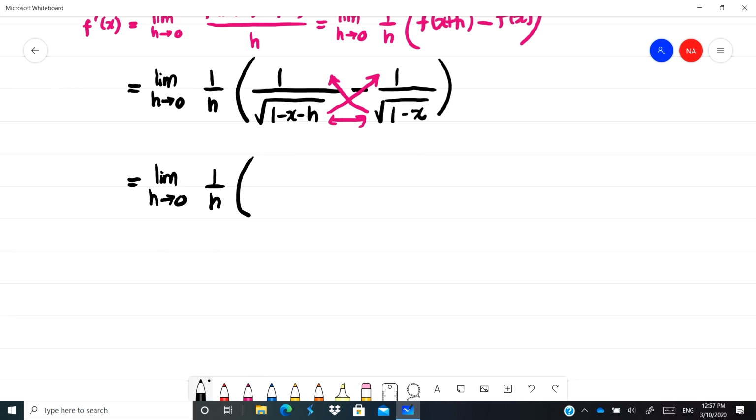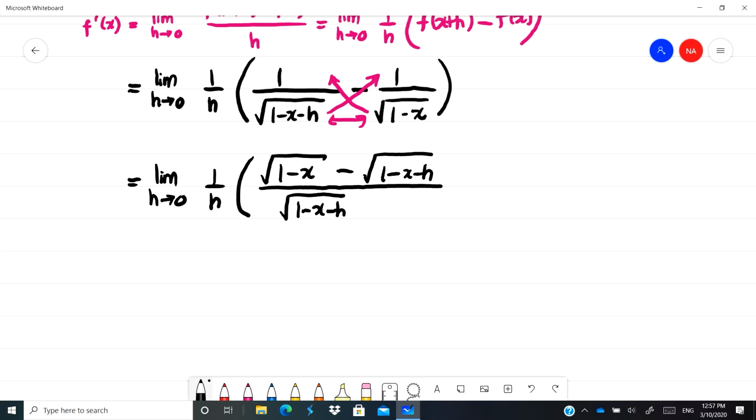So we'll have 1 over, square root, I'm multiplying that part, we'll get 1 minus x. That part will give you 1 minus x minus h, the whole thing over, you don't expand the denominator.